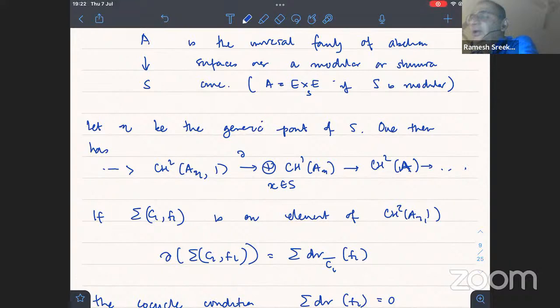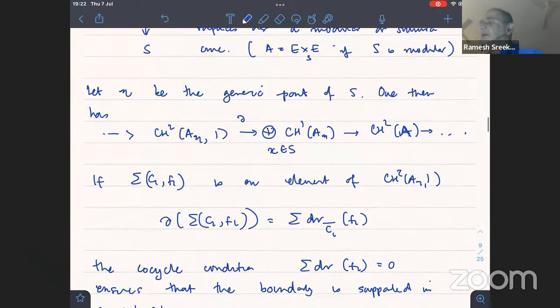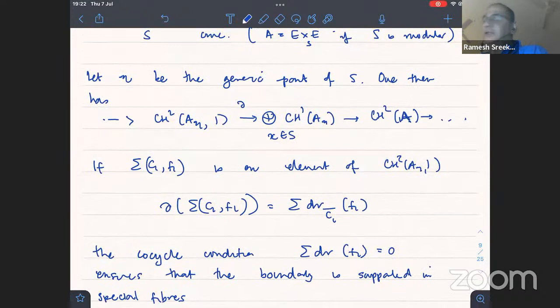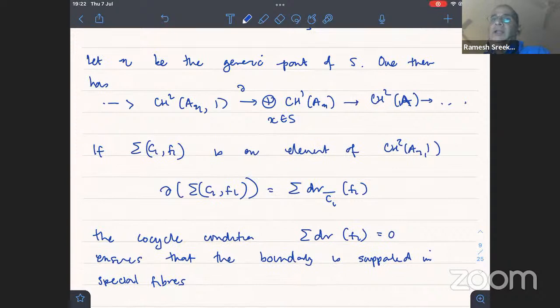And what is this map? Well, in this case, it's essentially just the divisor. So if the sum of c_i f_i is an element of Chow^2(A_eta, 1), then the boundary map of that is the divisor of f on the closure of c_i in the total space.